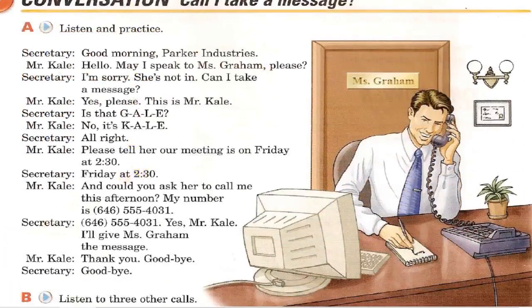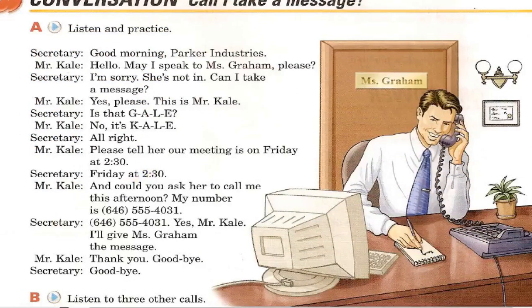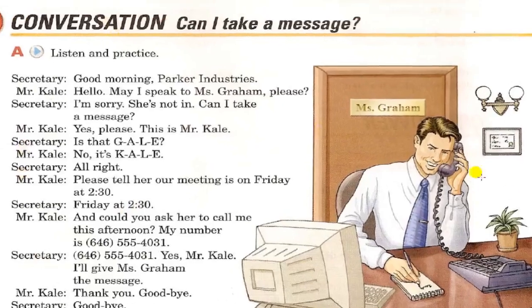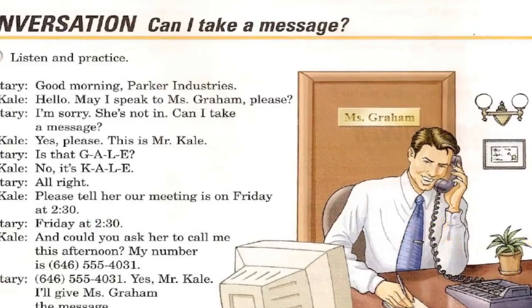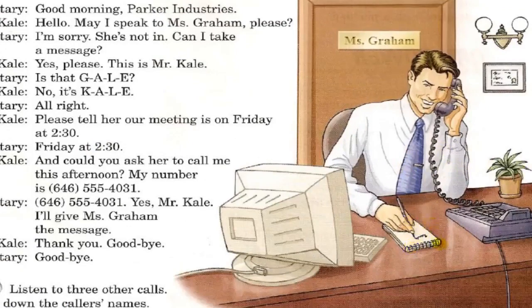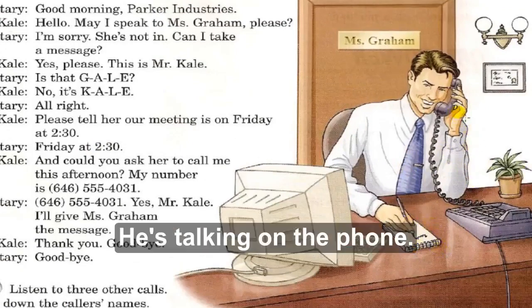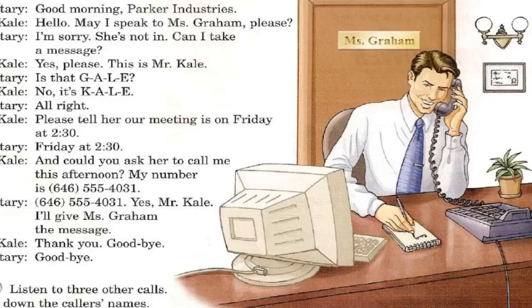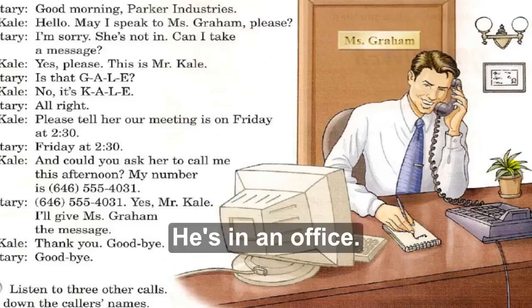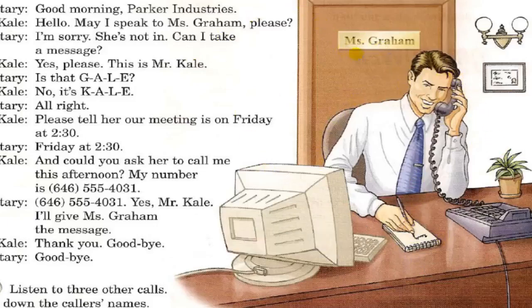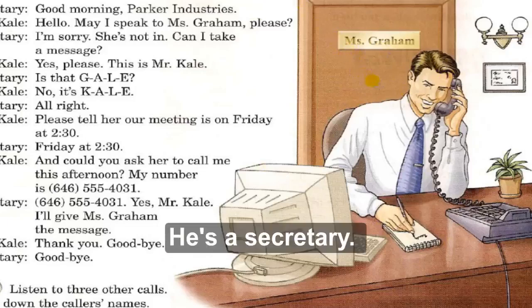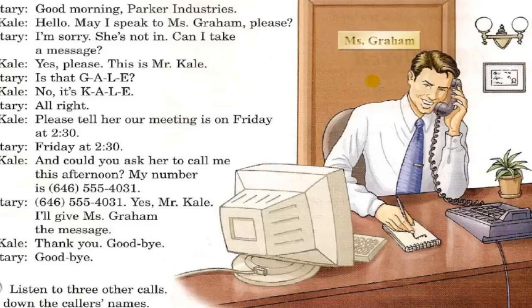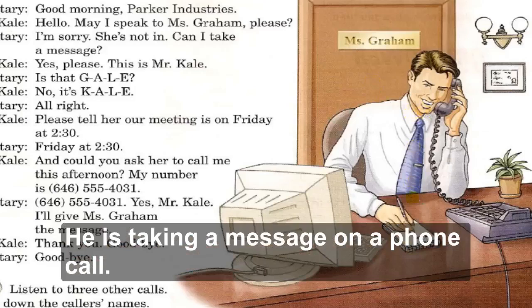Exercise number 7, conversation. Look at the picture, an office. What's the man doing? He's writing, he's talking on the phone, he's taking notes. Miss Graham. So what's his job? He's in an office. Maybe he's a manager? No, his secretary. A secretary for the manager. And he's taking a message on a phone call.